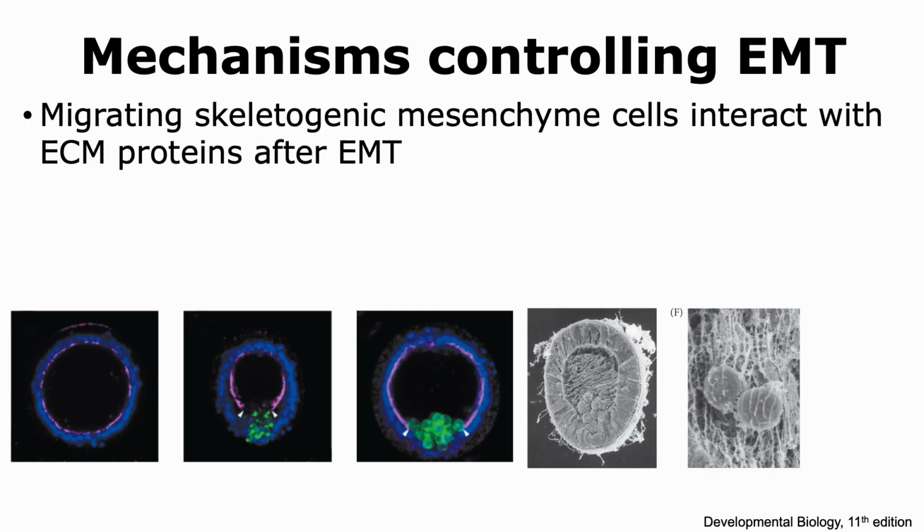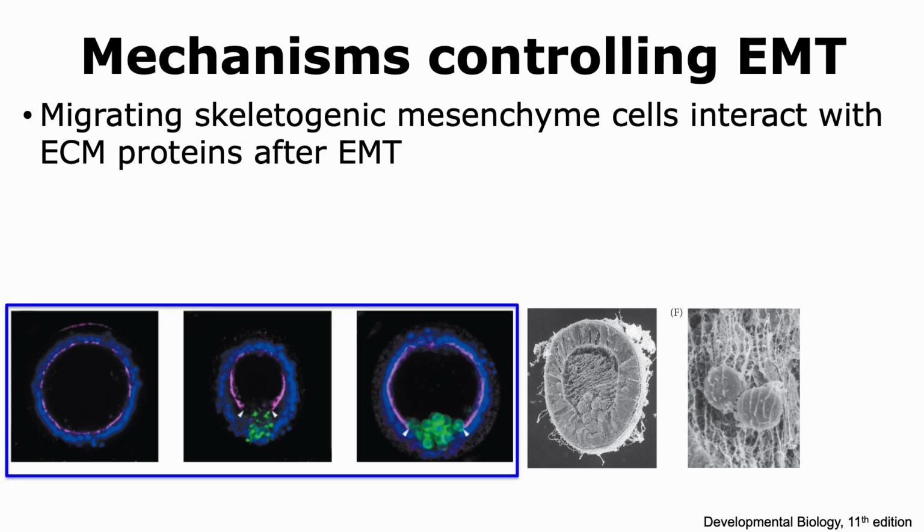Now, the migrating skeletogenic mesenchyme cells interact with the ECM proteins after the epithelial mesenchymal transition. Let's just look at the figure that is shown here. When we look at the upper panel, we're actually looking at the embryo that has been stained with laminin protein, which we can see in pink, that is forming the inner ring, and the blue is the nuclei of the cells. So right underneath the nuclei, we are seeing the laminin protein.